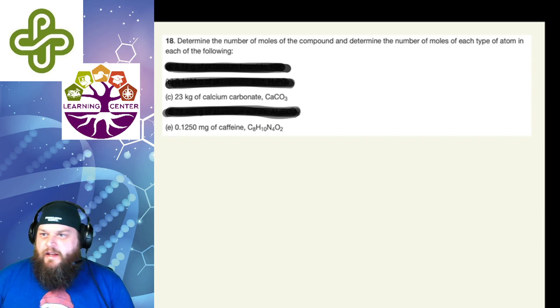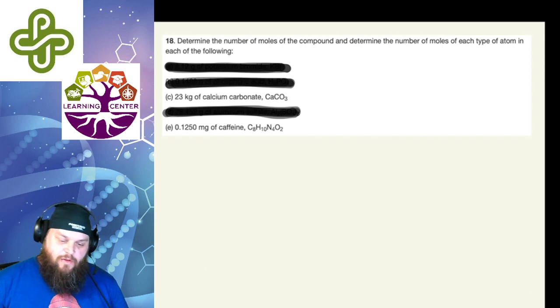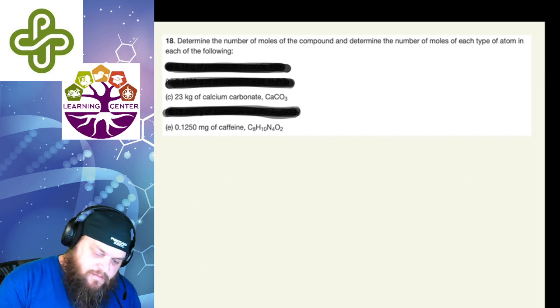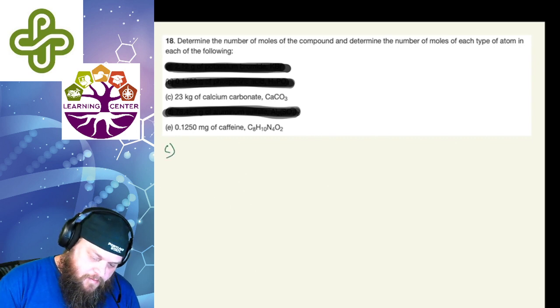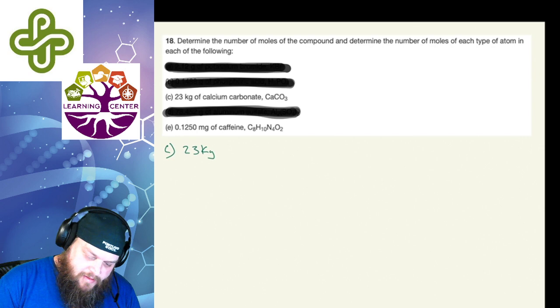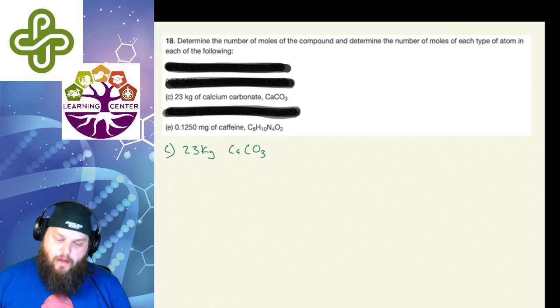So number 18 here, we have to determine the number of moles of compound and determine the number of moles of each type of atom in each of the following. So I just picked C and E, which are 2 of the more complicated ones. So for part C, they give us 23 kilograms of calcium carbonate, CaCO3. And we need to determine the number of moles of the compound.